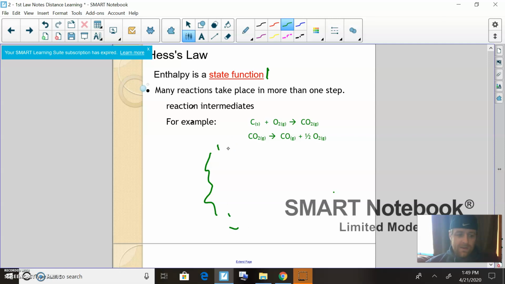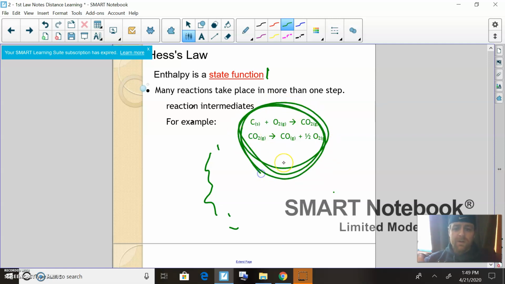Many reactions take more than one step. For example, in this reaction, you have carbon plus oxygen goes to carbon dioxide, and carbon dioxide breaks down to carbon monoxide and oxygen gas. There are a lot of different chemical reactions like that, and those would be the in between, the intermediates, you would say.